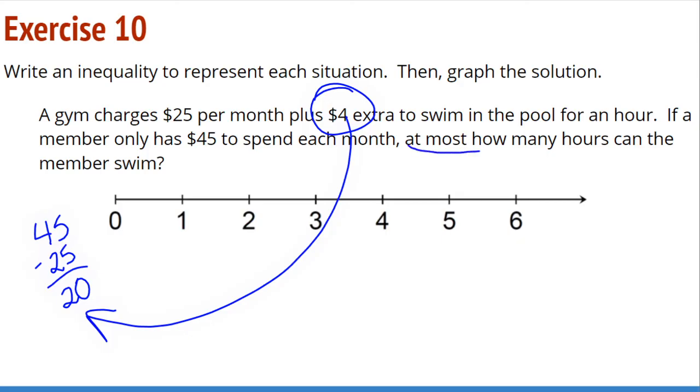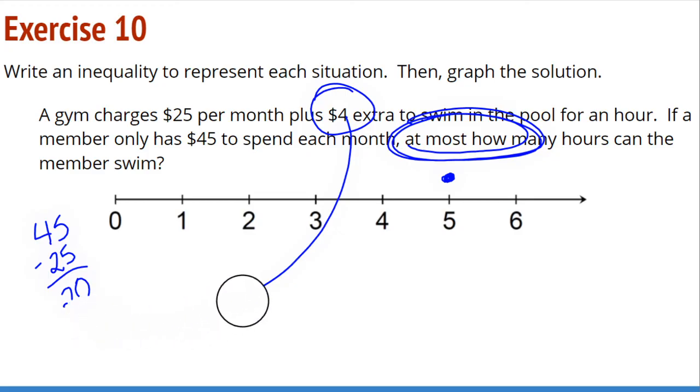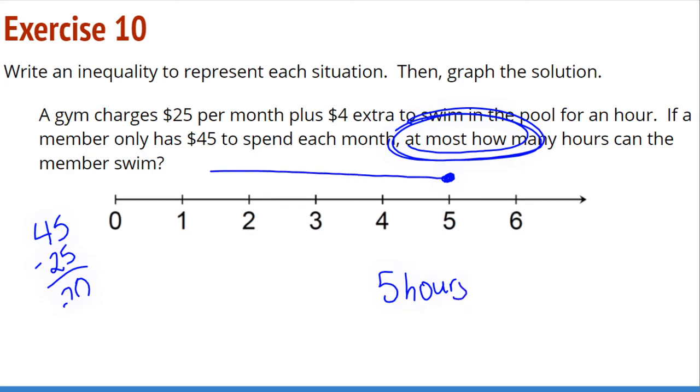At the most, how many hours? At the most means I include that amount. At the most, the person is going to be able to swim for 5 hours. They can swim less than 5 and they'll be okay.